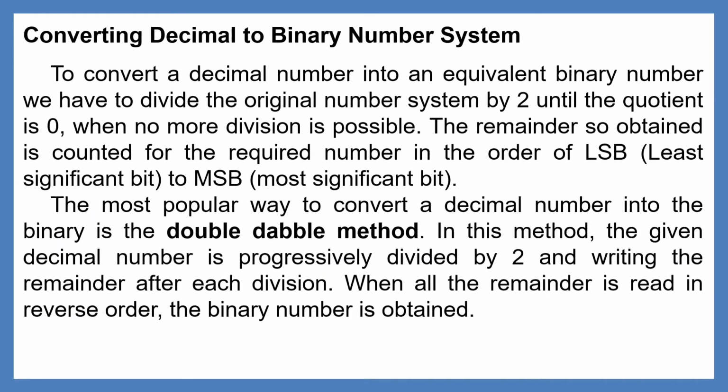The most popular way to convert a decimal number into binary is the double-dabble method. It means you're going to divide the decimal number by 2 until you acquire a quotient of 0, or the remaining number is 1. So the given decimal number is progressively divided by 2, writing the remainder after each division. Then all the remainders are read in reverse order, or LSB to MSB.